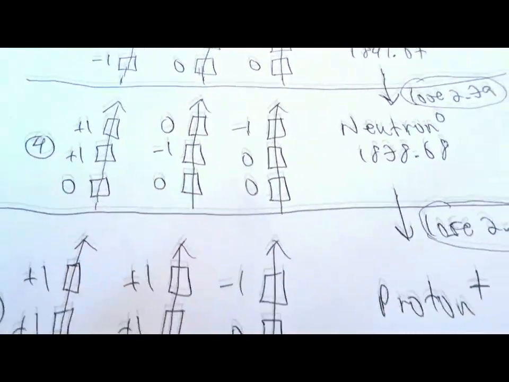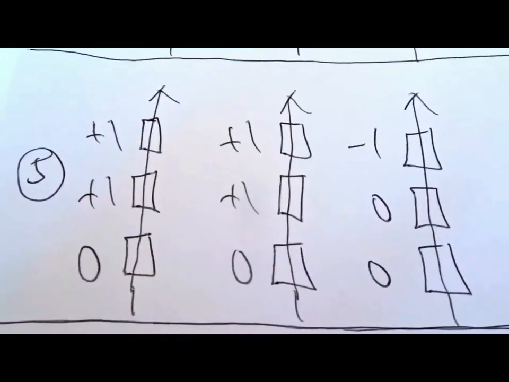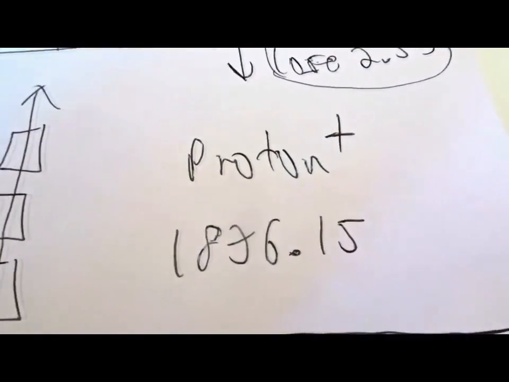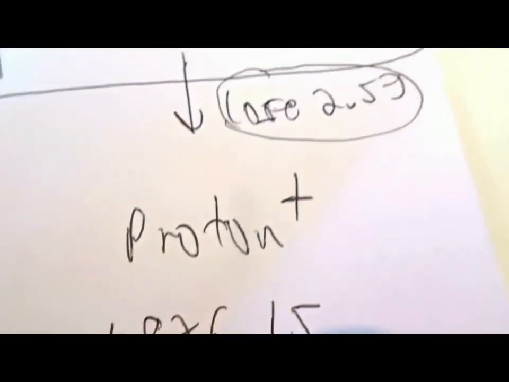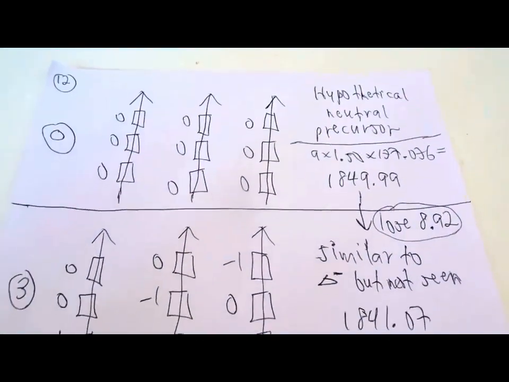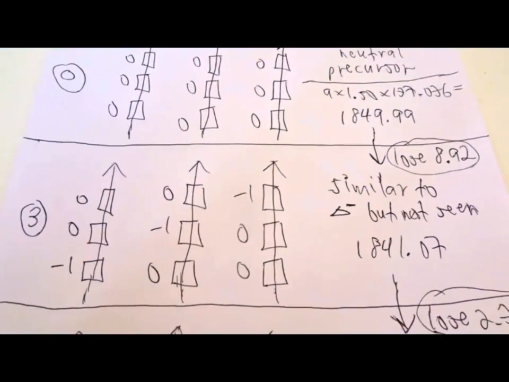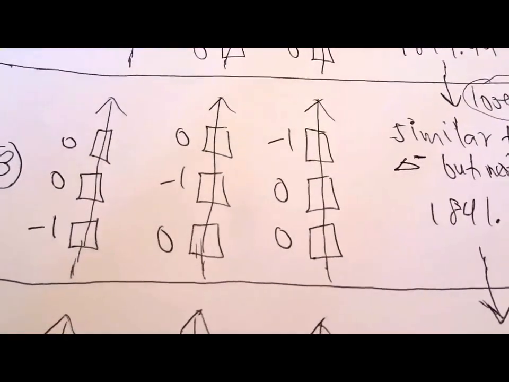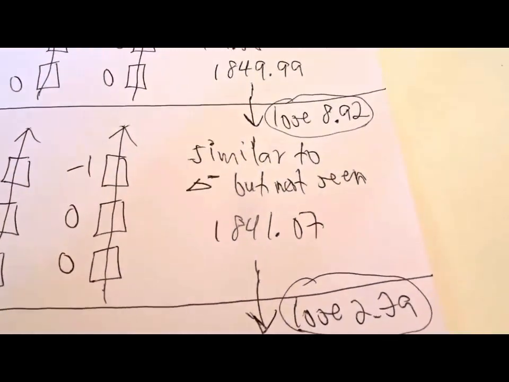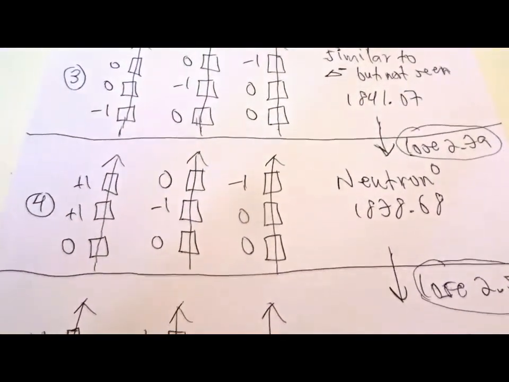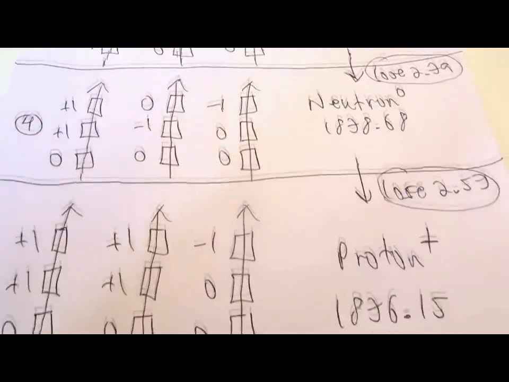As a final step, we'll go down to plus 1, plus 1, 0, plus 1, plus 1, 0, minus 1, 0, 0, which is just the proton plus, mass 1836.15. We lose 2.53 of mass. So we'll start from this hypothetical neutral precursor. We'll use W plus or W minus particles to introduce a few fractional charges or time average neutral charges on each quark of minus 1. That will go through two steps of beta decay, one to a neutron, the next to a proton.